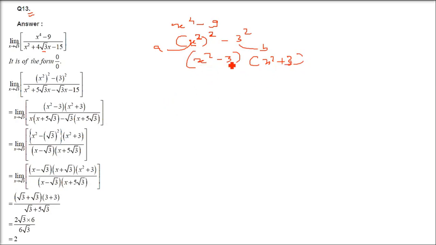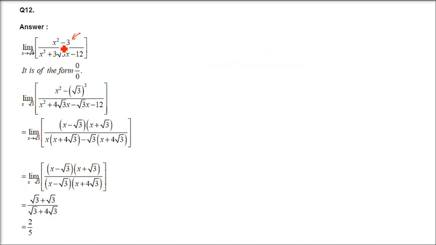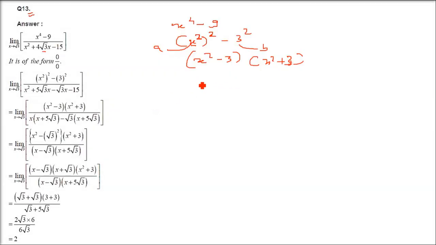Now we are going to write this x square minus 3 again, the same thing which we did in the previous question. So we will use it here only. x square minus 3 will be written as x square minus root 3 whole square, assume it to be. So we have x minus root 3 and x plus root 3, and then we have x square plus 3, and then we already came here in this step.